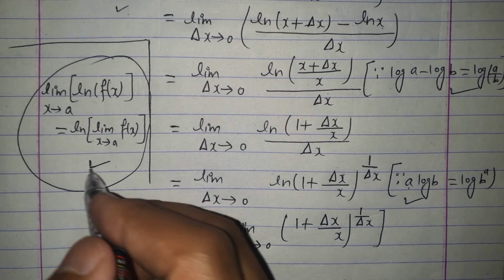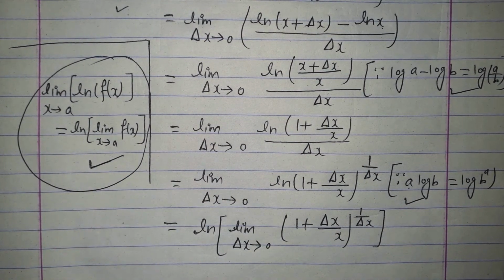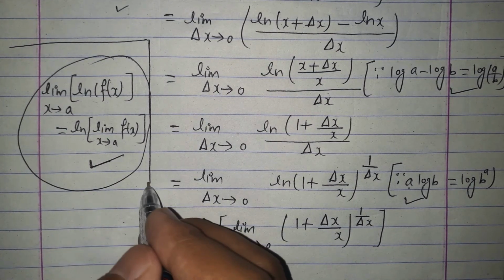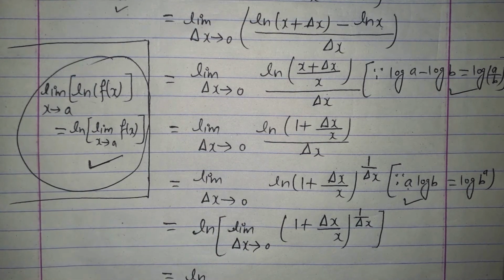Here we just use this property of the limit of a function, and this can be further written as ln of, and here there is a very beautiful form inside this square bracket. Let me write something about the Euler number.